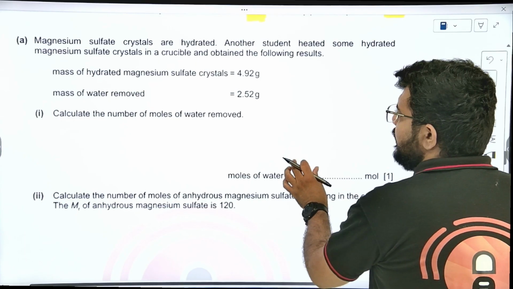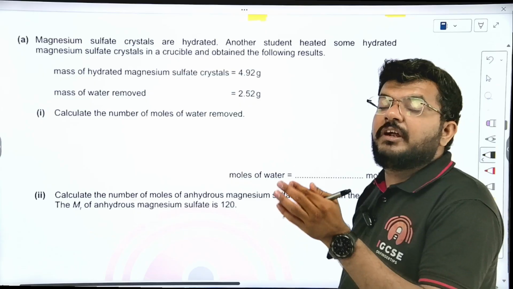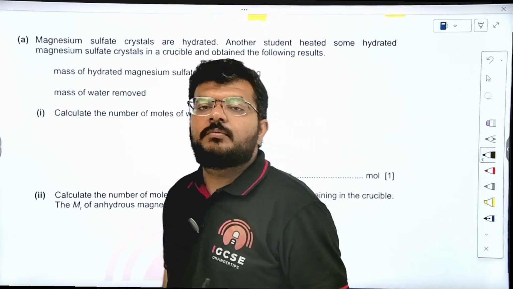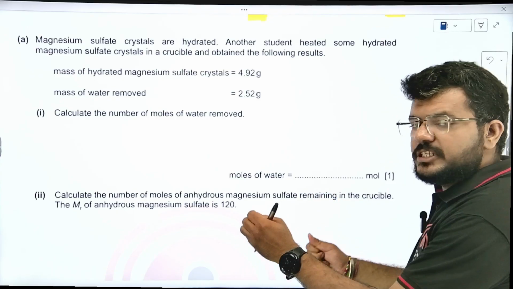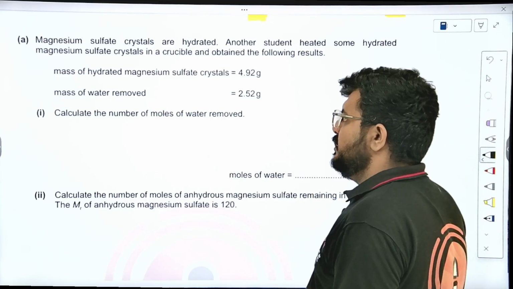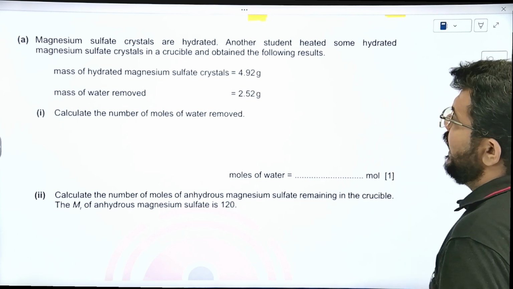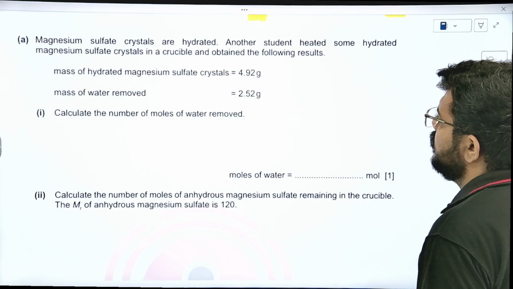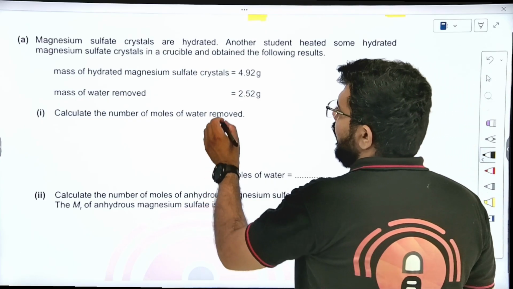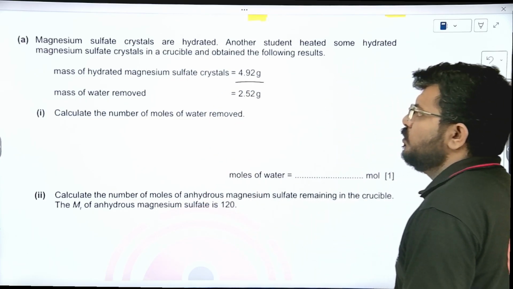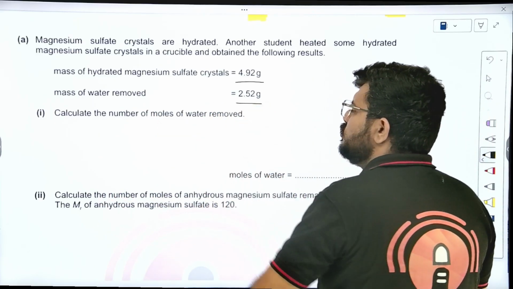It will be very easy for us to follow the steps given, considering that we can find the relative molecular mass, we can find the number of moles, we will be easily able to establish the water of crystallization ratio, right? The question says magnesium sulfate crystals are hydrated. A student heated some hydrated magnesium sulfate crystals in a crucible and obtained the following result. The mass of hydrated magnesium sulfate crystal is 4.92. So with water it's 4.92. The mass of water removed is 2.52.